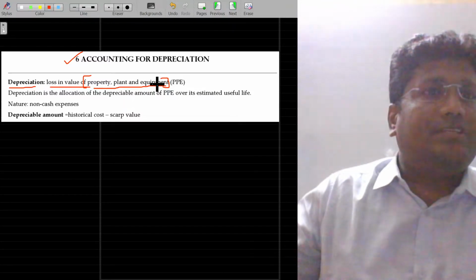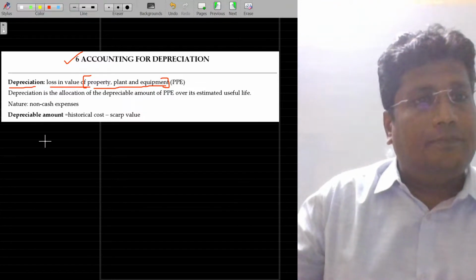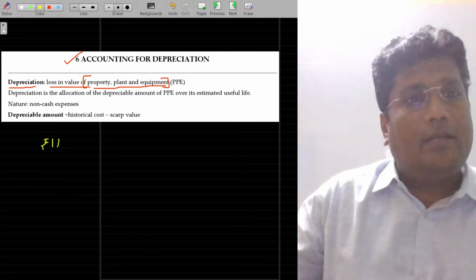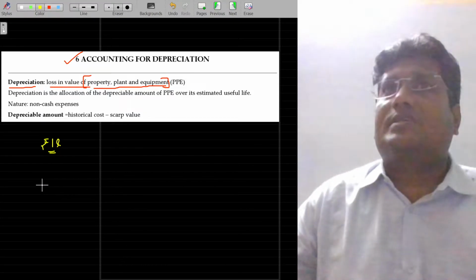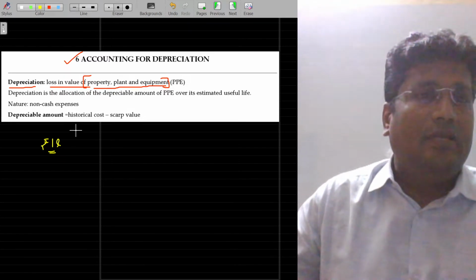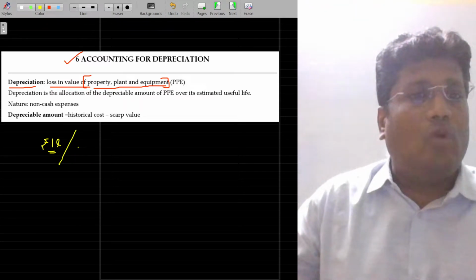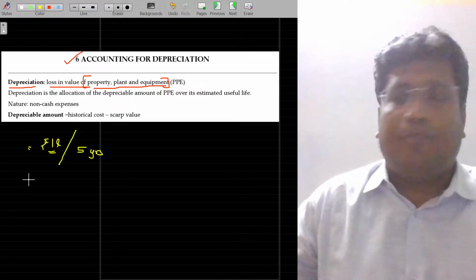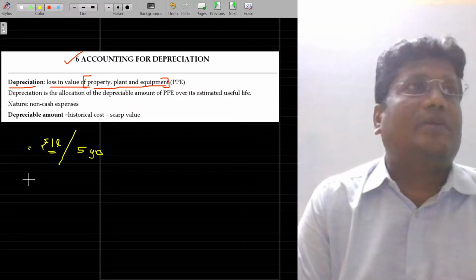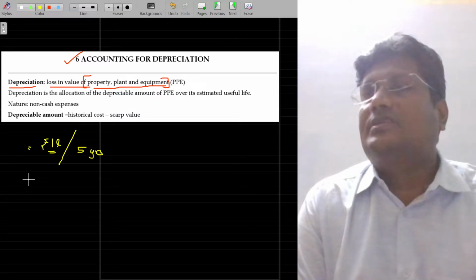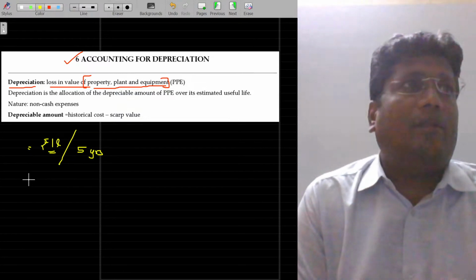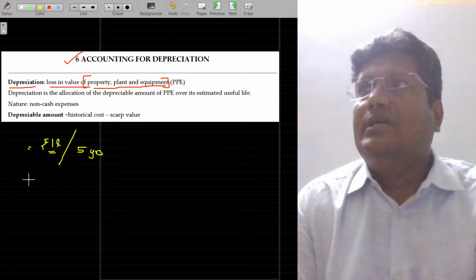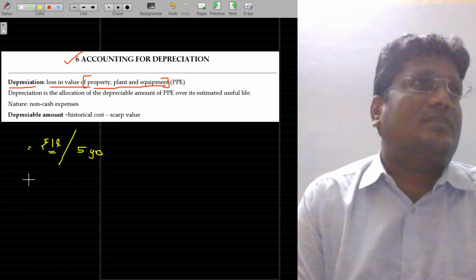So, if you are purchasing an asset for, say, rupees 1 lakh, this 1 lakh will not be considered as an expense in the very first year itself. Assume that this asset will work for around 5 years, decently usable for operational purpose, production purpose, or rental purpose, whatever it may be, for 5 years. After the 5th year, it becomes useless.